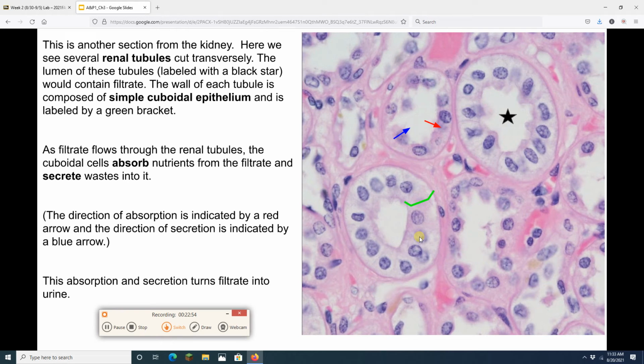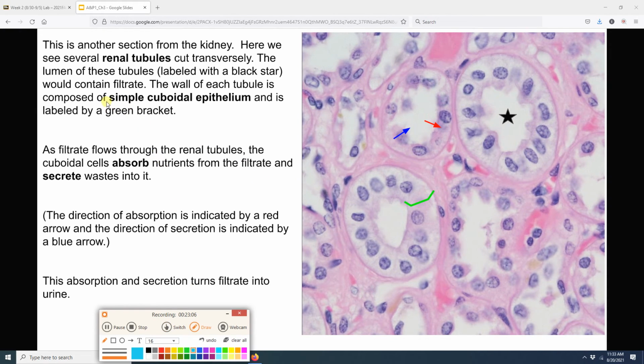And if I look at these guys, these nuclei are basically circular. So this epithelium is not only simple, it is also cuboidal. It is simple cuboidal epithelium. One of the things that simple cuboidal epithelium is really good at doing is absorbing stuff, like getting stuff to go into the cells.